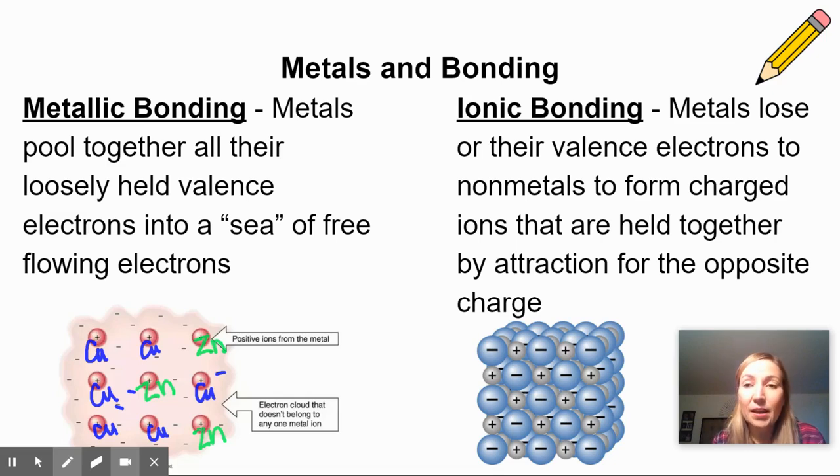Now, metals can also bond to nonmetals in ionic bonding. So, metallic bonding was metal to metal, metal all by itself, or metals with other metals. Ionic bonding is metals with nonmetals. In ionic bonding, metals lose their outer valence electrons to nonmetals to form positively charged ions, and the nonmetals form the negatively charged ions, and they're held together by opposites attract, by just positive to negative.